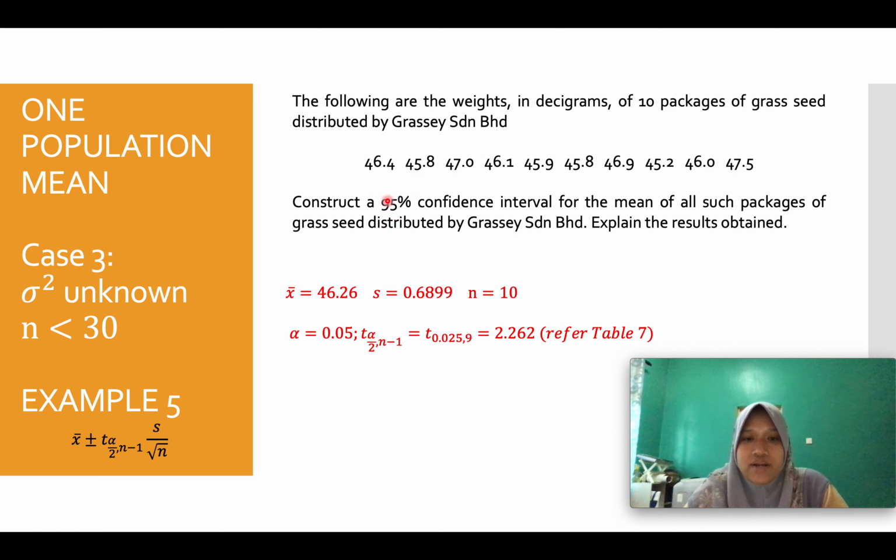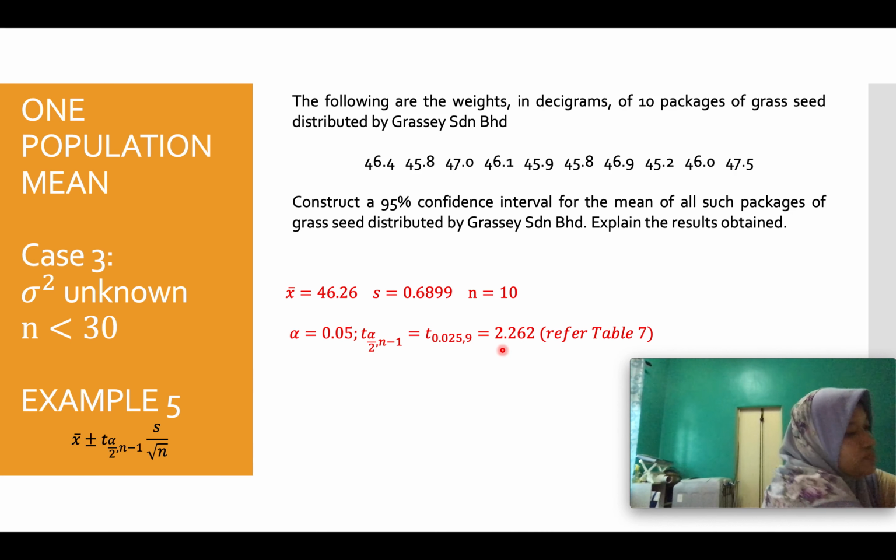Okay, so our alpha is 5%. Okay, 100 minus 95, so we get 5%, divided by 100, 0.05. So t alpha over 2, n minus 1. Okay, so for case number 3, you should refer to table 7, which is the t table. Okay, so t alpha over 2, n minus 1 is t 0.025, n minus 1, and we have 10 minus 1 is 9. So you will get the value t 2.262. Okay, then refer to table 7.